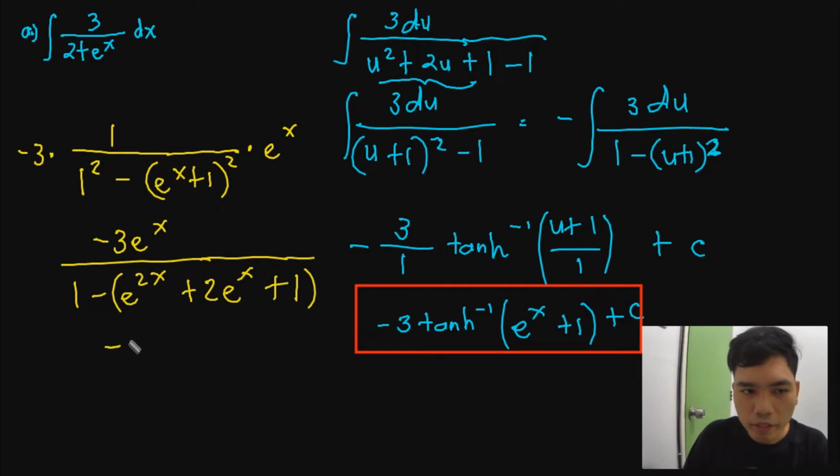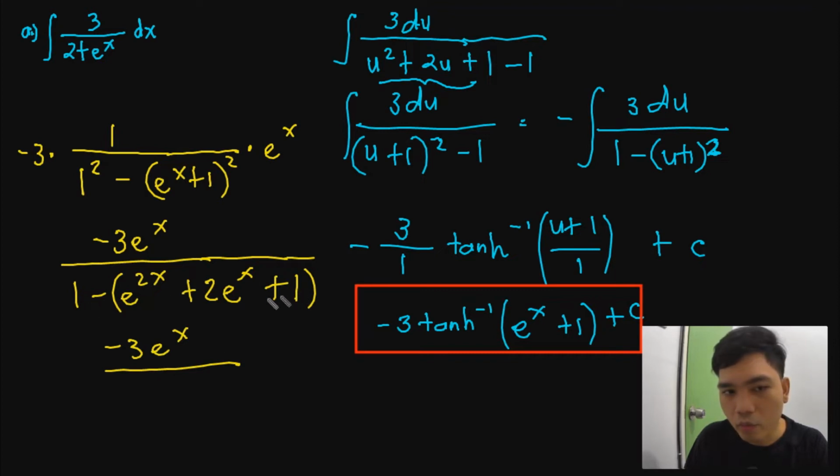So with this, we can say na negative 3 e to the x, then this one could be something like, makakancel natin, di ba, yung 1 dito. So this leaves us yung negative e to the 2x plus 2 e to the x dx.